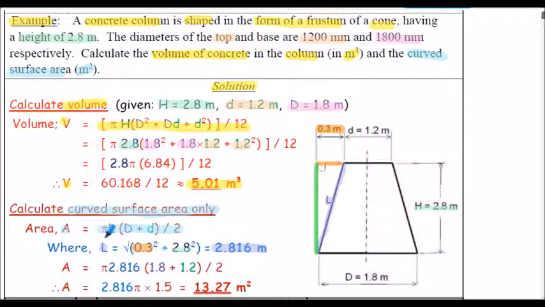Inserting that into this equation now, we've got pi multiplied by the L. Then in brackets we've got the bottom diameter D, shown here, added to the upper diameter, lowercase d here, and all divided by 2, of course. Evaluating, the area of the curved surface is 13.27 meters squared. That's an illustration of calculating the volume of the frustum and also the curved surface area only.